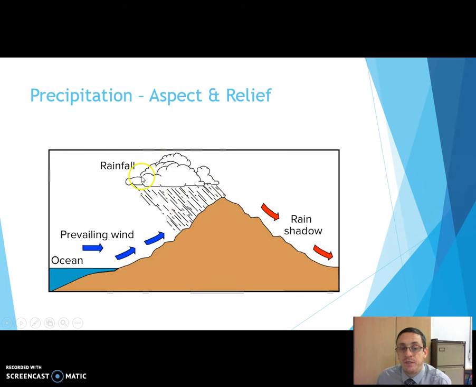Now there is only a finite amount of water up here. Once it's rained out, it's rained out. Once it's gone, it's gone. Now that results in a drier area after the hills, which is known as a rain shadow.